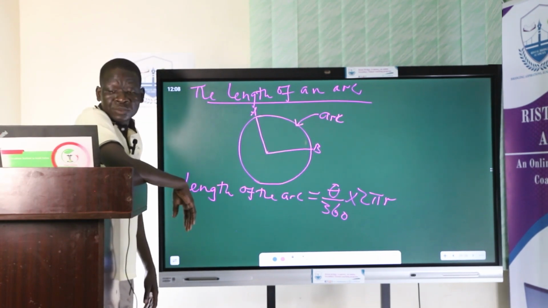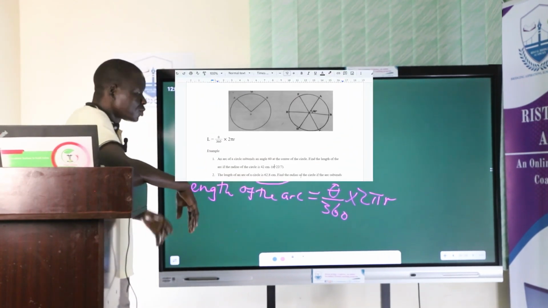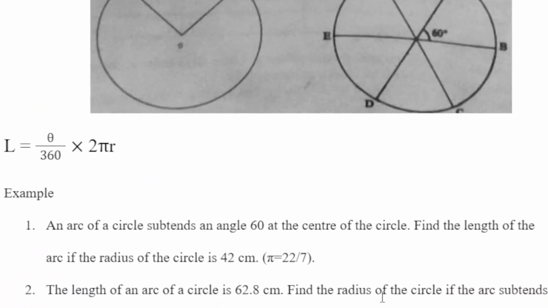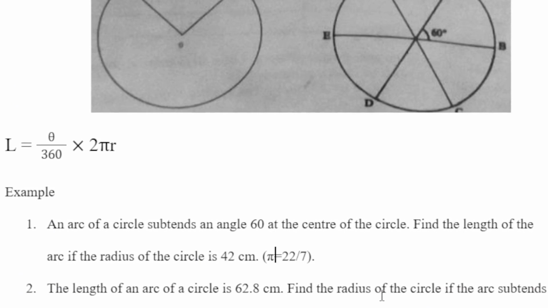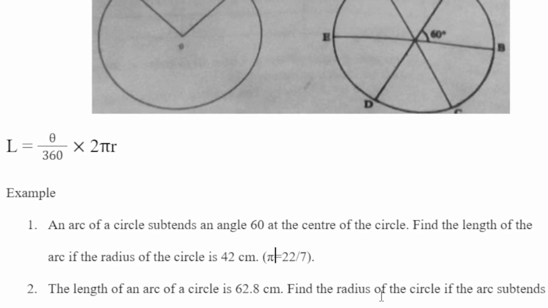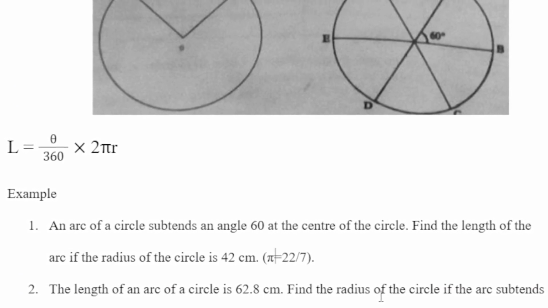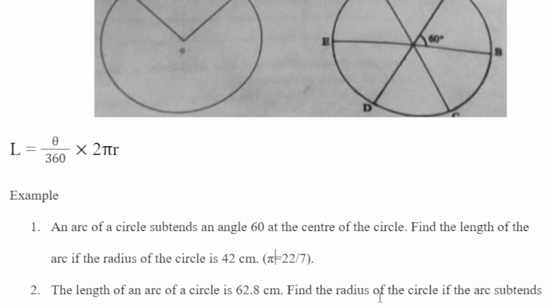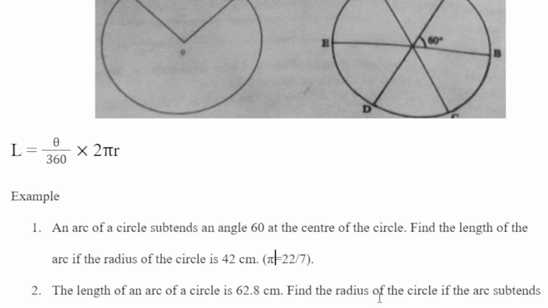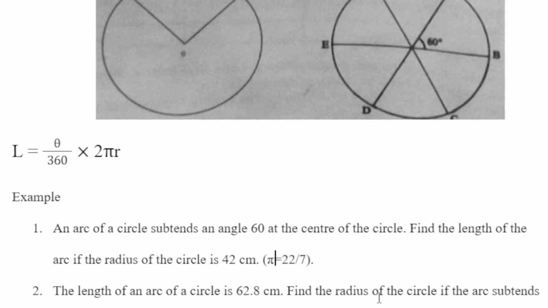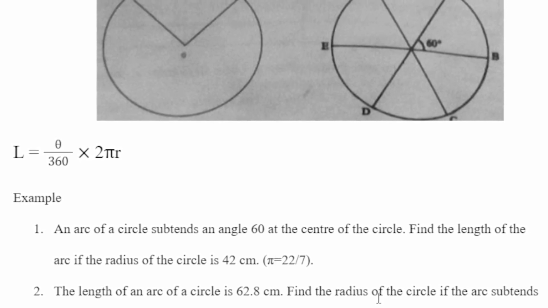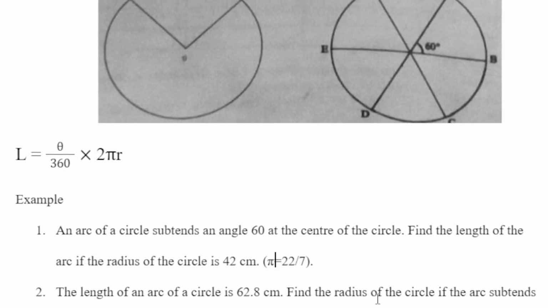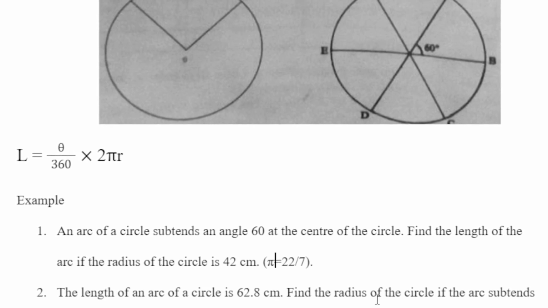We can look at an example on how we can apply the formula. The question says, an arc of a circle subtends an angle 60 degrees at the center of the circle. Find the length of the arc if the radius of the circle is 42 centimeters. In brackets, take pi as 22/7.